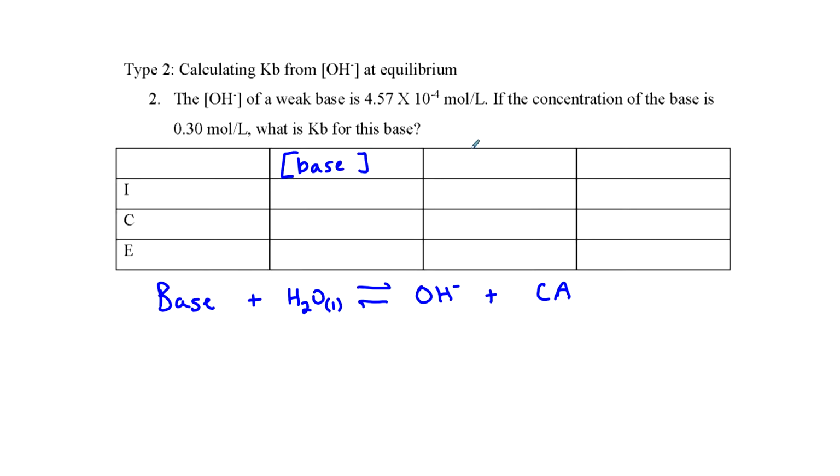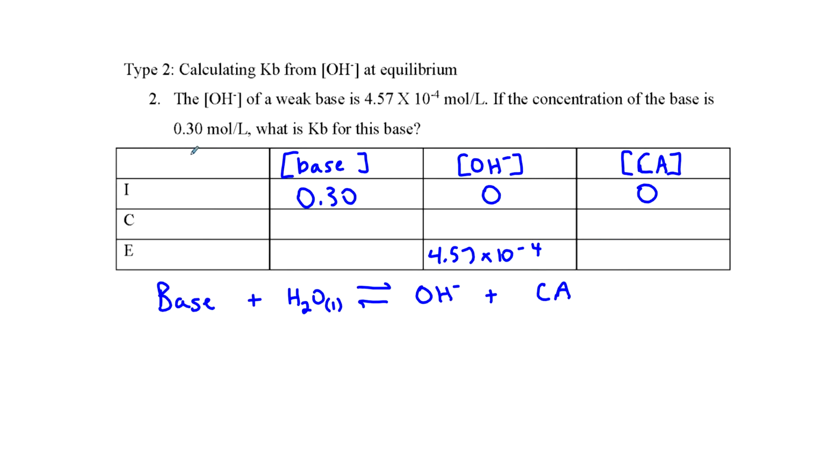Really doesn't matter what it is. OH negative concentration, and then the concentration of the conjugate acid. So we were told the concentration of the base is 0.30 moles per liter. We would start off with concentrations of 0 here. And then we were told the OH negative concentration is 4.57 times 10 to the negative 4.